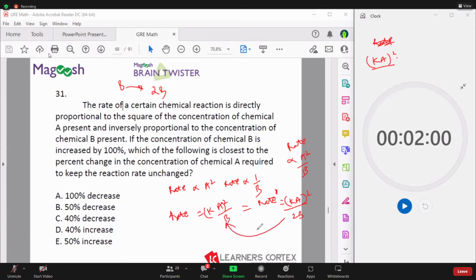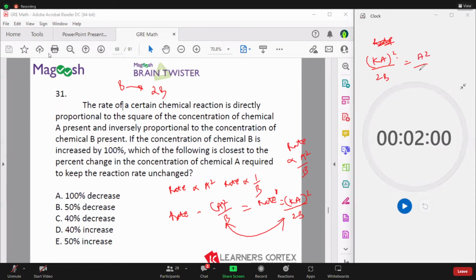Equating these two, you're saying? No, sir. Rate. Then you just write the initial rate as A square by B. First, you're not adding the constant in the first group, to make it simple. So the initial rate is A square by B, and that is equal to Ka whole square by 2B, because the rate remains the same.